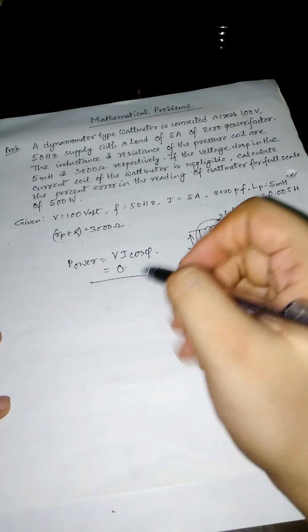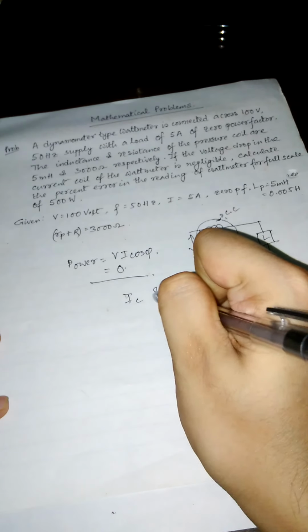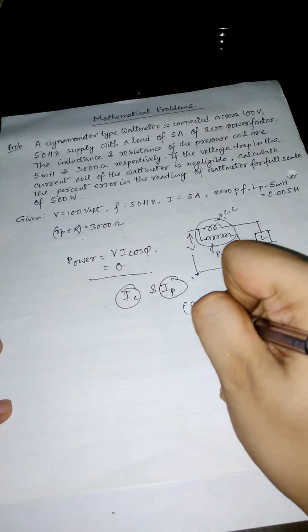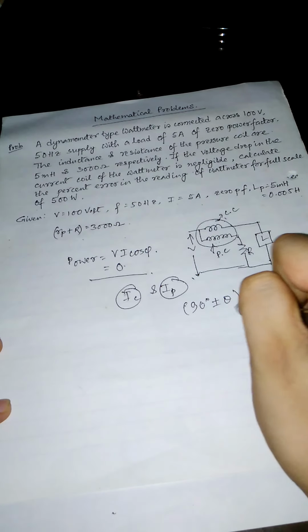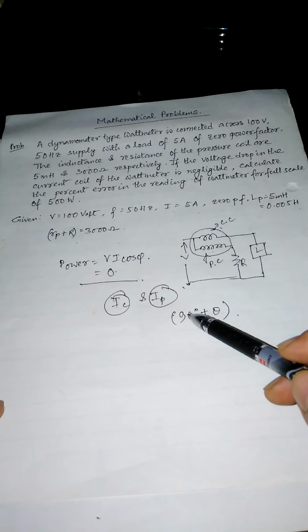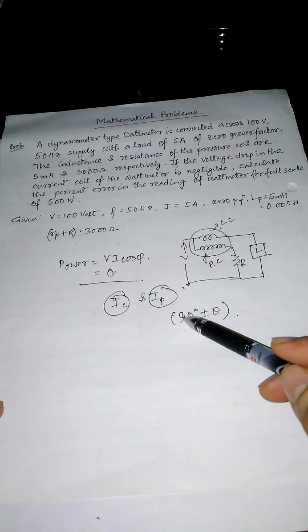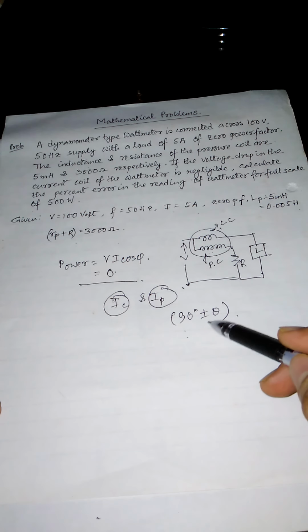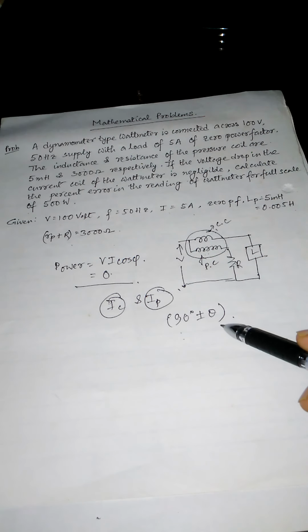The phase difference between these two currents, that means IC and IP, the current coil current and the pressure coil current, will be 90 degree plus minus theta. We know that if it is accurate, the phase difference is 90 degree. But as there is an inductance in the coil, obviously the phase angle difference will be 90 degree plus minus theta. Why are we considering plus minus? Because we don't know which is leading and which is lagging.